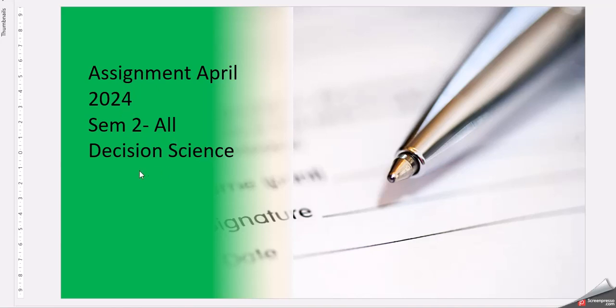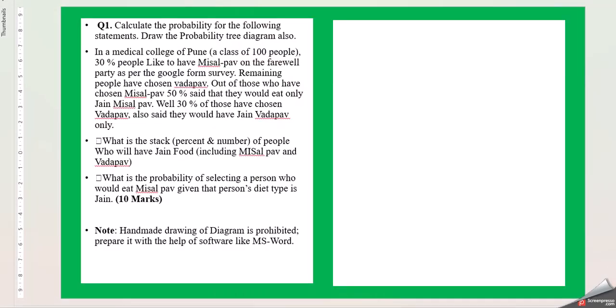This is for all streams, decision science. Let's move to the first question. Calculate the probability for the following statements. Draw the probability tree diagram also.